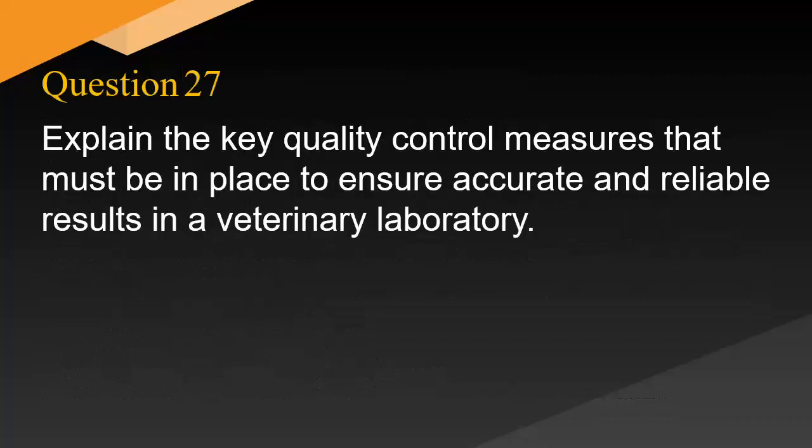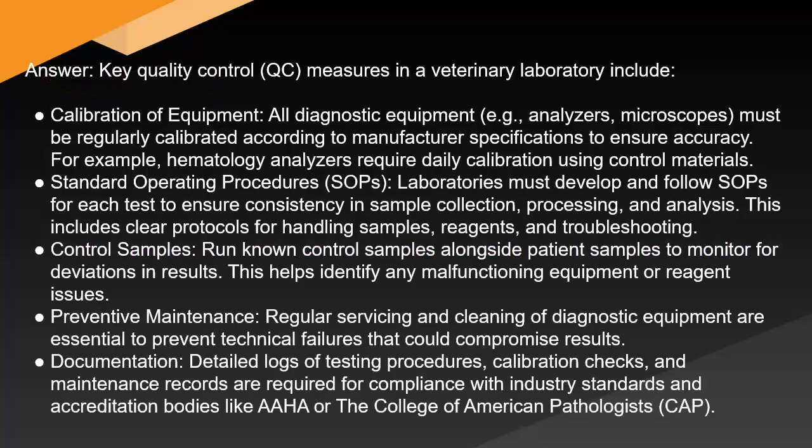Explain the key quality control measures that must be in place to ensure accurate and reliable results in a veterinary laboratory. Answer: key quality control measures in a veterinary laboratory include calibration of equipment. All diagnostic equipment, e.g., analyzers, microscopes, must be regularly calibrated according to manufacturer specifications to ensure accuracy. For example, hematology analyzers require daily calibration using control materials.